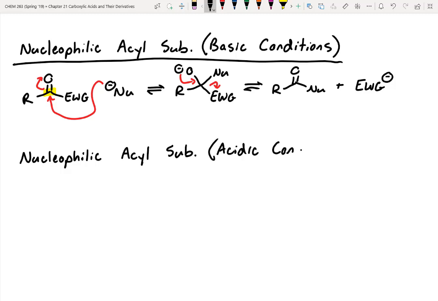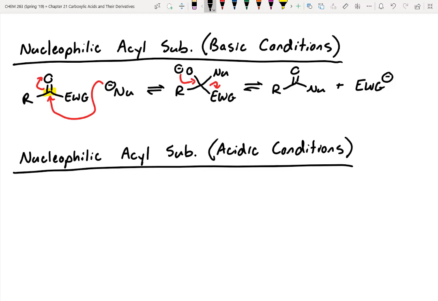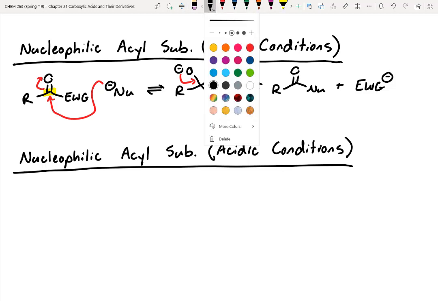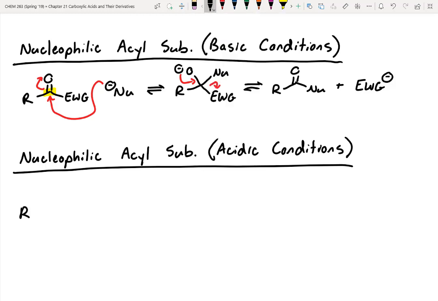You're probably getting tired of me going over this again and again, but I really want to drive this home. One common mistake I see students make is they show this as an SN2 reaction and they don't show this tetrahedral intermediate. It's really important that we show the tetrahedral intermediate. All right, so the next one is under acidic conditions.